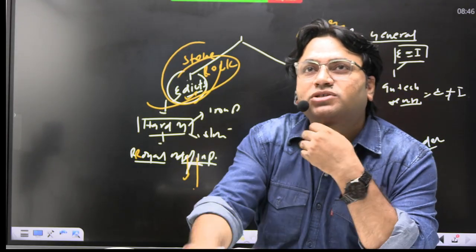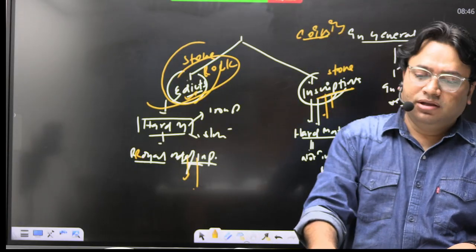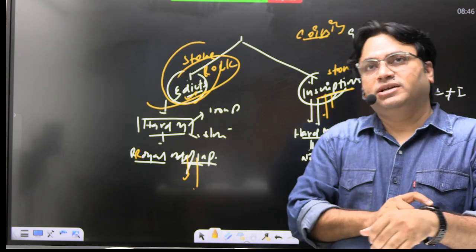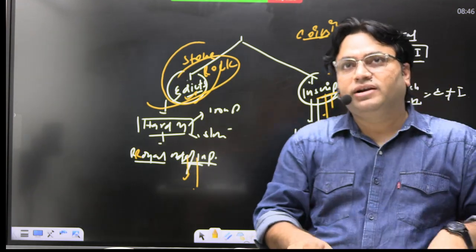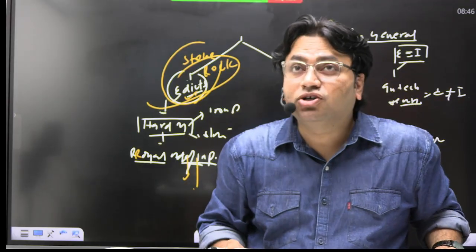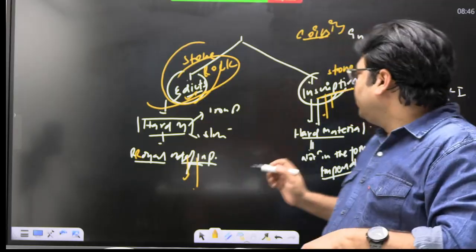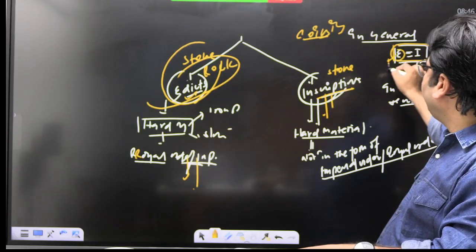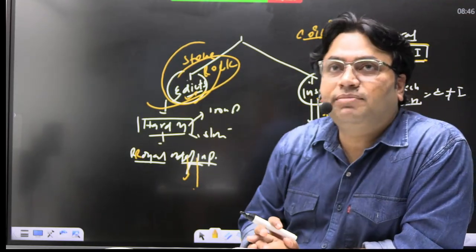Actually, edicts are used in a particular context. For example, in Ashoka's chapter, you will find these names: Ashoka's edicts. There are major edicts, there are minor edicts, right? So that particular difference you will see during Ashoka's chapter. I have told you earlier that in general, we use these two words as synonyms, but there is a particular difference when we read this chapter, Ashoka.